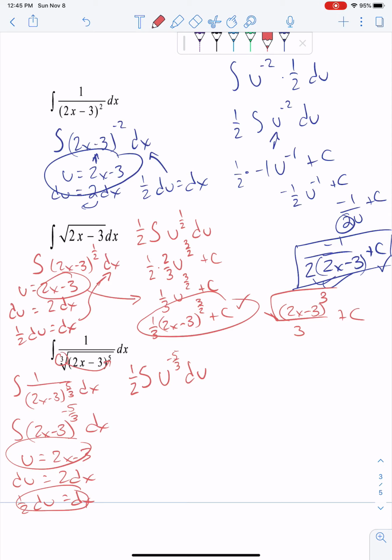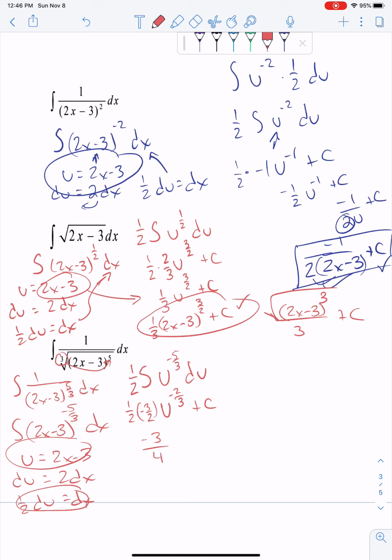So, integrating u to the negative 5/3, I've got to add 1 to that. So that means I'm going to add 3/3, which means this is going to be negative 2/3. But then I have to multiply by the reciprocal, which is negative 3/2. But I also have to multiply by that 1/2 that I had out front. And then add c, because we don't know what the constant is. So 1/2 times negative 3/2 is negative 3/4.